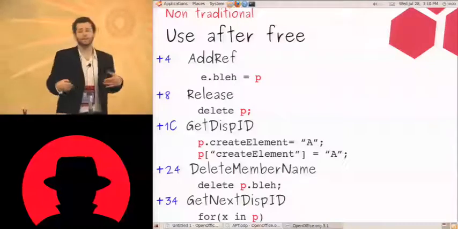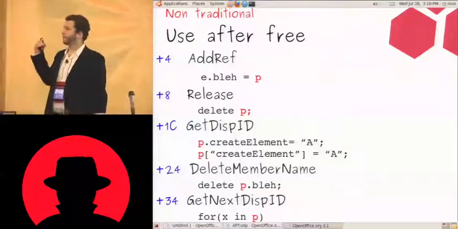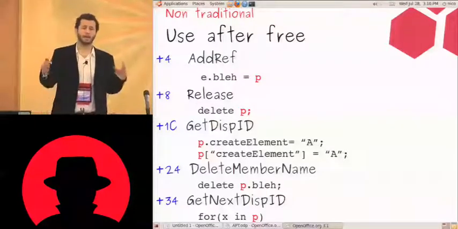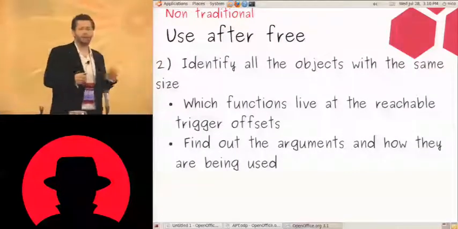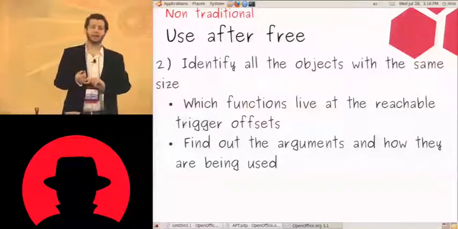Now, once we have all the offsets, we need to know if we have objects, something that we control. Can we control the arguments that we are sending to that function?